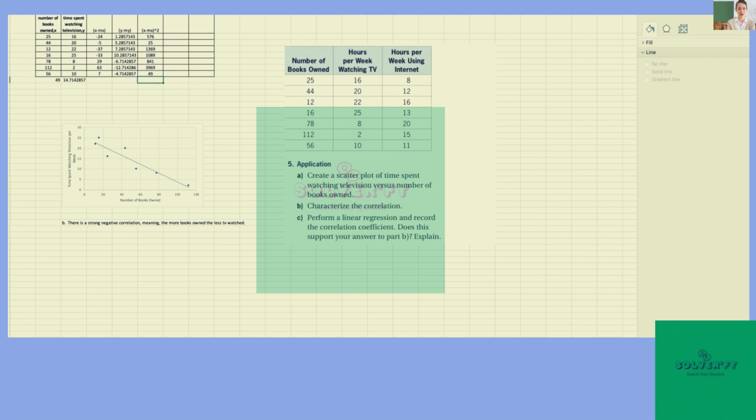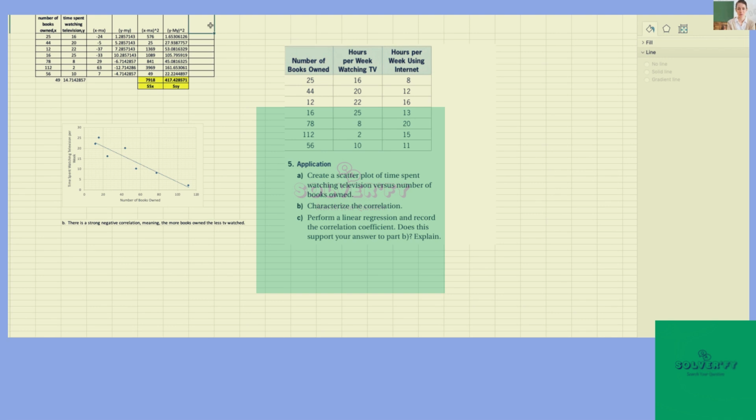I'm going to total that, and that's known as the sum of the squares of X. Then I'm going to take my Y minus the mean of Y, and square that. And I'm going to total that up, and that's known as the sum of the squares of Y. And I'm going to highlight these and bold them.